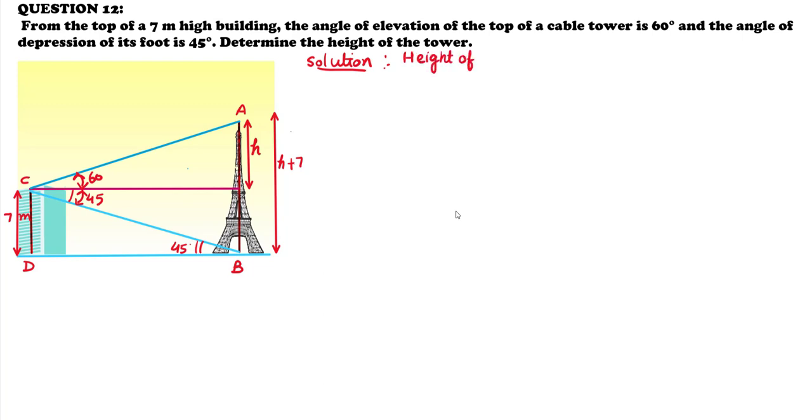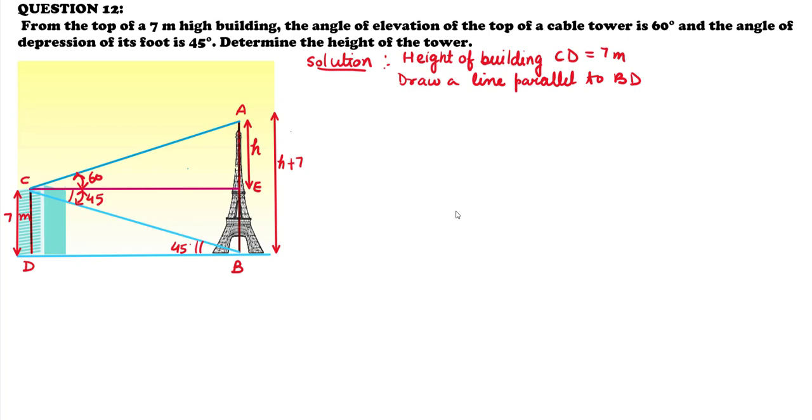So what do they say? Angle of elevation of top of cable tower is 60 degree. So first from the building we will be finding the angle of elevation of top of the tower, that is 60 degree, and from the building itself we will be measuring angle of depression to base of the tower, so that is 45 degree. So height of the building is nothing but CD, that is equal to 7 meter. This is given.